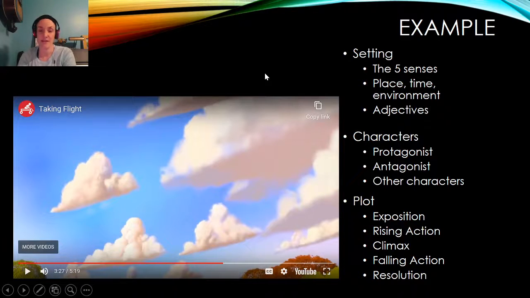So I would say this is probably the climax of this show. Something kind of bad maybe happens for a little bit. It's pretty exciting. They're at the height of their imagination journey, and it's the most exciting part.